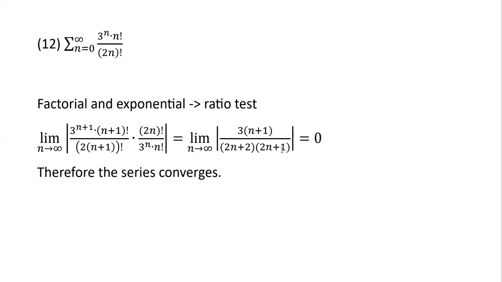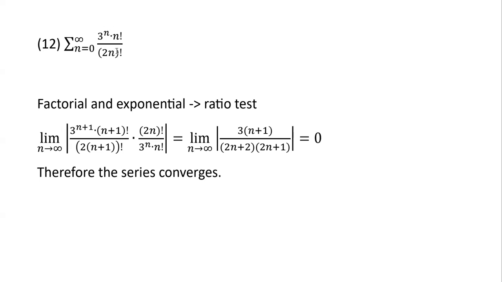The ratio test. Because if you remember, when you do the ratio test, the factorials usually cancel out quite nicely, and even some exponentials, okay? Especially when they're all being multiplied to each other. Okay, so the limit as n goes to infinity of a sub n plus 1 divided by a sub n.